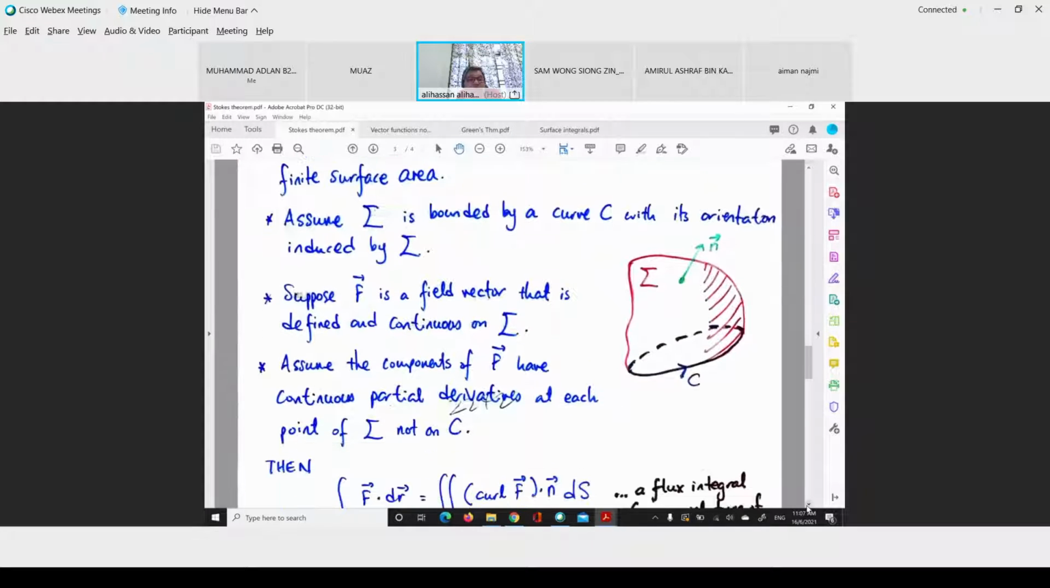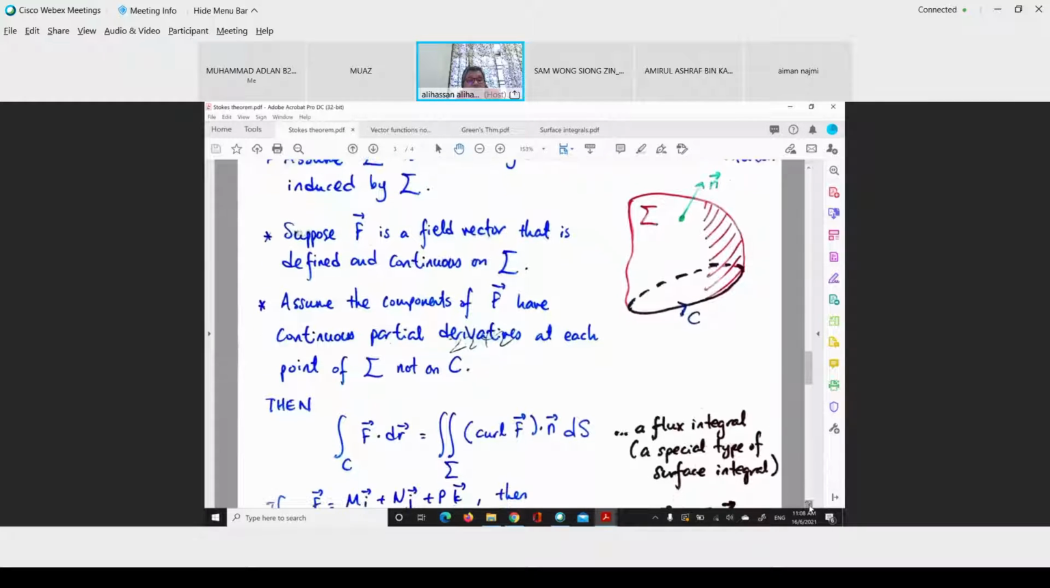Suppose F is a vector field that is defined and continuous on the surface sigma here. Remember, a vector field assigns a vector to a point. So here it is a three-dimensional vector field, so the point is x, y, z. And assume the components of the vector field F have continuous partial derivatives at each point on the surface sigma, not just on the curve C.